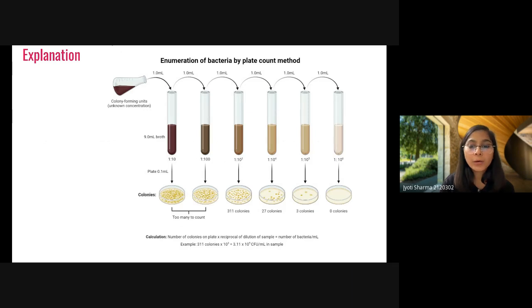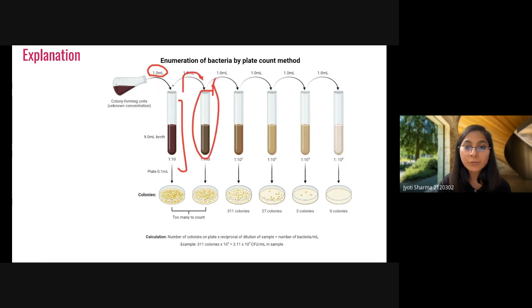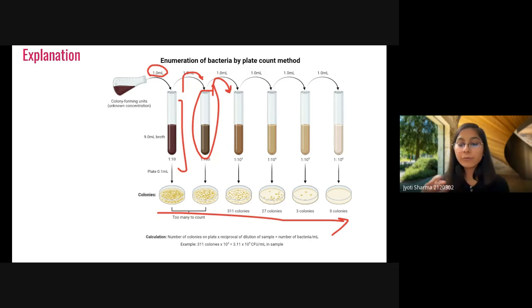And this is what I was trying to tell you, that initially we had 1 ml of the solution. Then out of this total 10 ml we took 1 ml, and out of this 10 ml again we took 1 ml, and this is how the number of bacterial colonies will reduce to, let's say, 0. For example, if initially we had very few colonies, then in the coming dilution series we will get nothing.